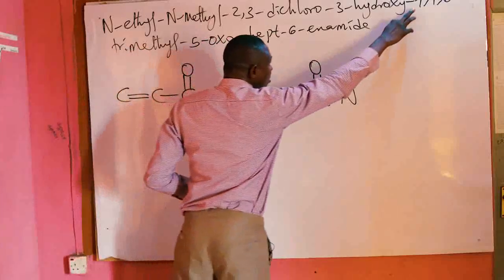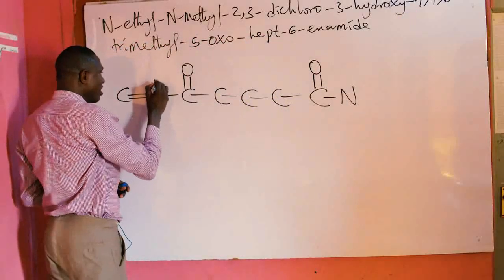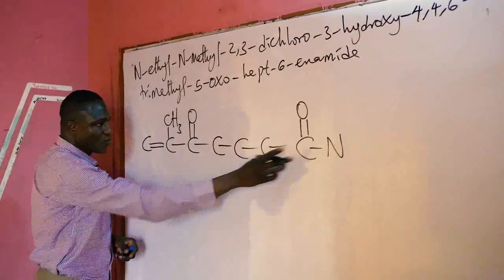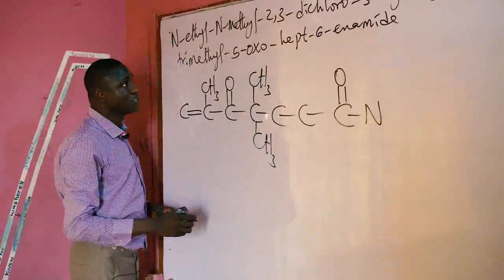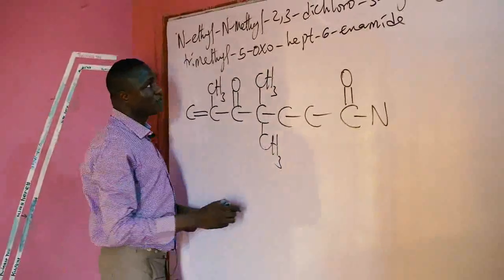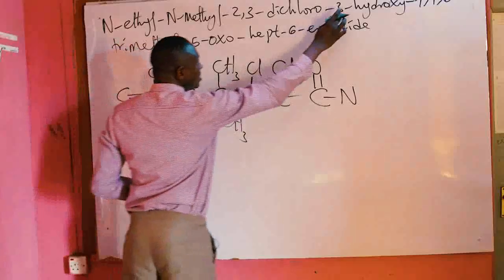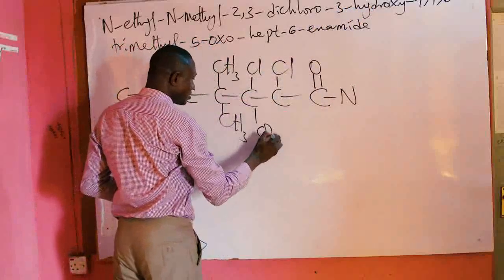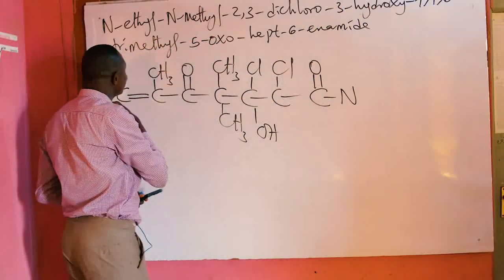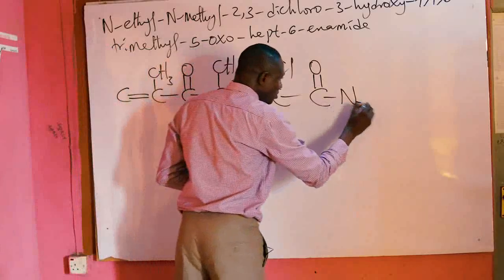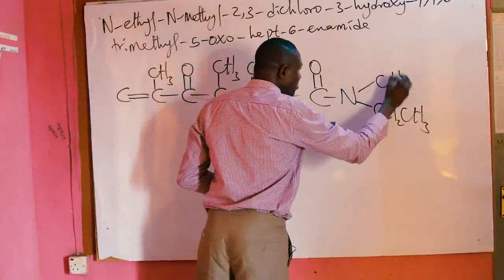On carbon 4, there are 2 methyl groups, and on carbon 6, there is another methyl group. So on this carbon 6, you have a methyl group here. This is carbon 4, and there are 2 methyl groups attached to it. On carbons 2 and 3, we have chloro, chloro. Likewise, on carbon 3, there is a hydroxy group. On the nitrogen of the amide, we have an ethyl group, CH2CH3, and a methyl group, CH3.